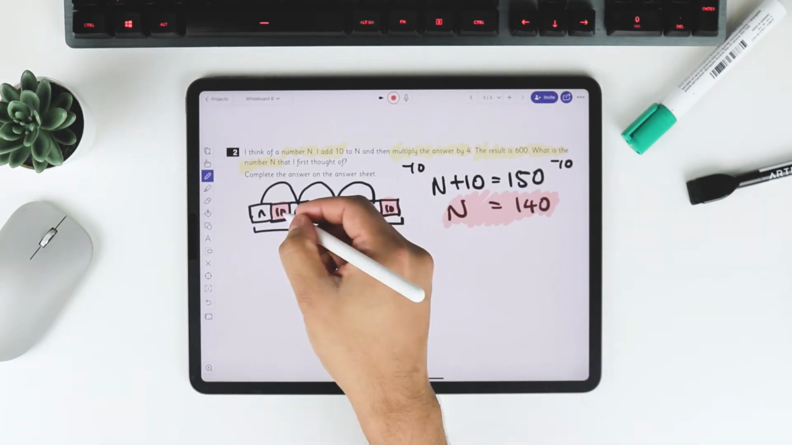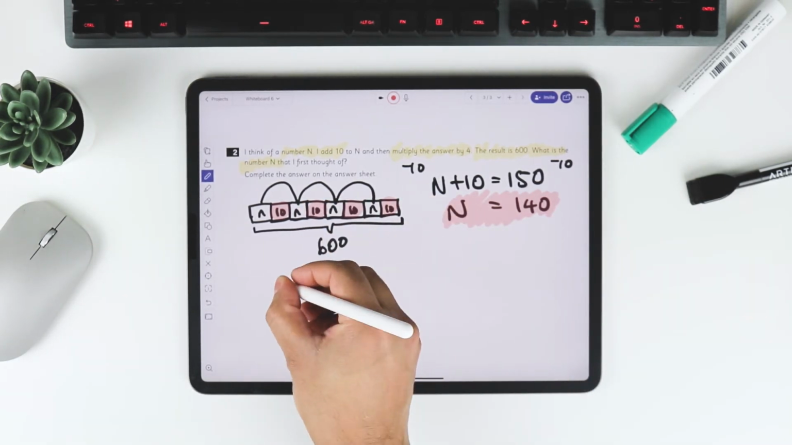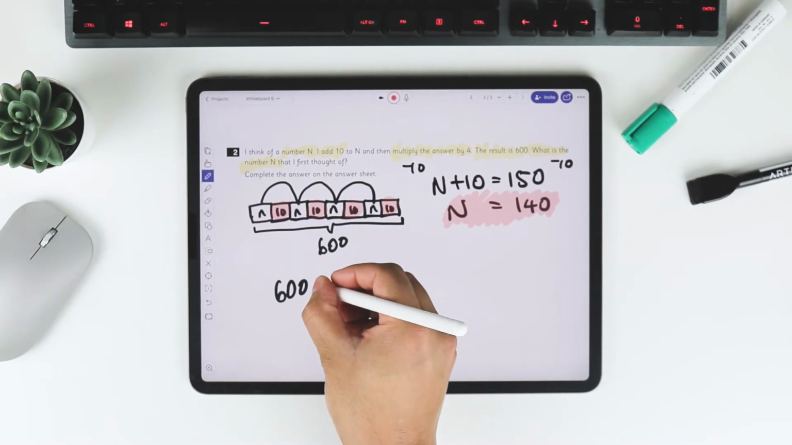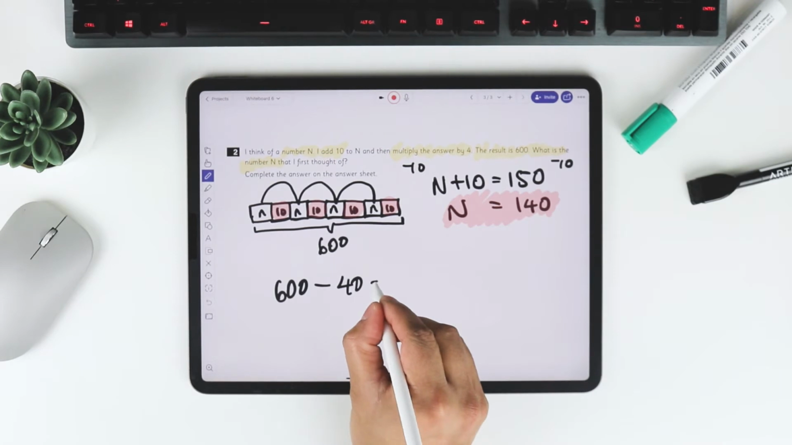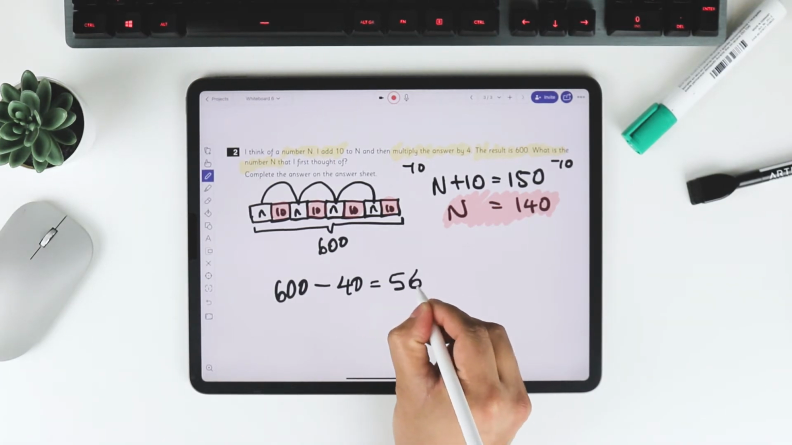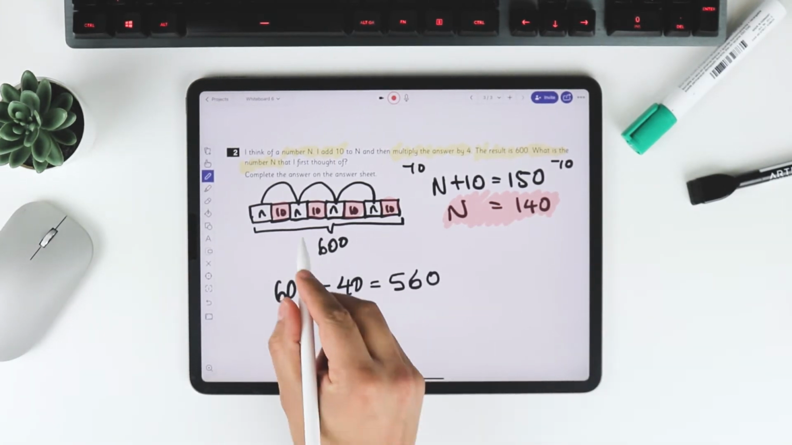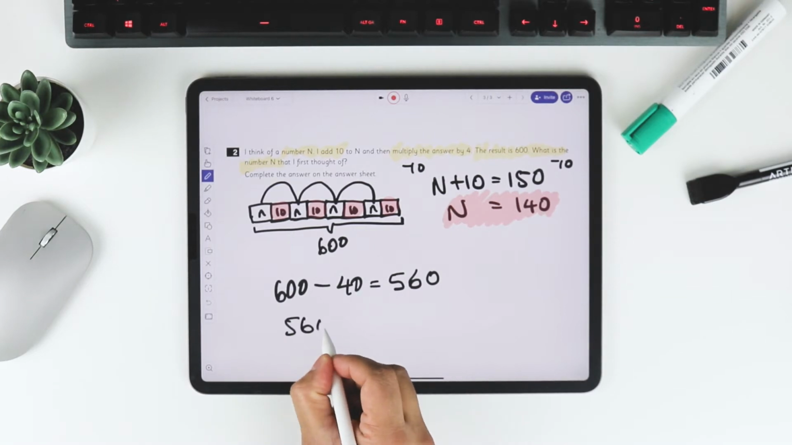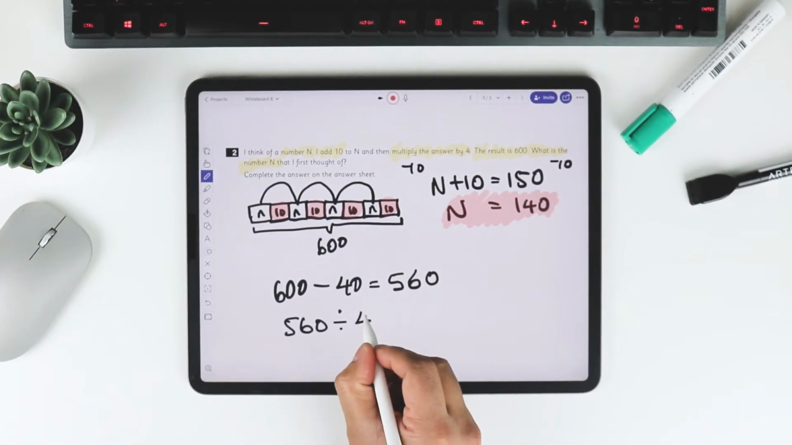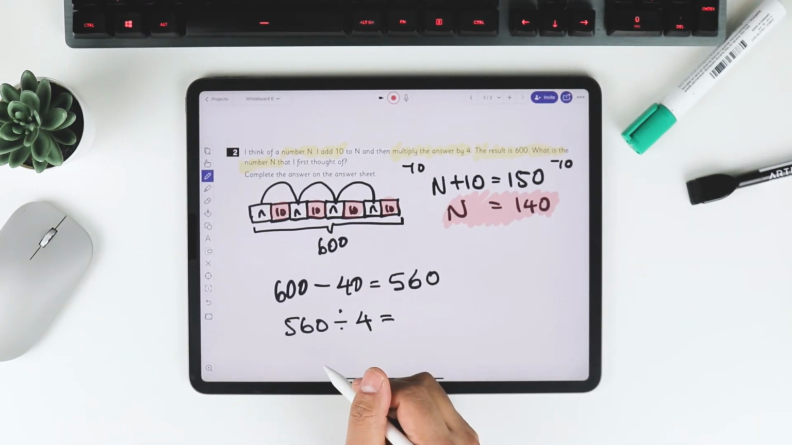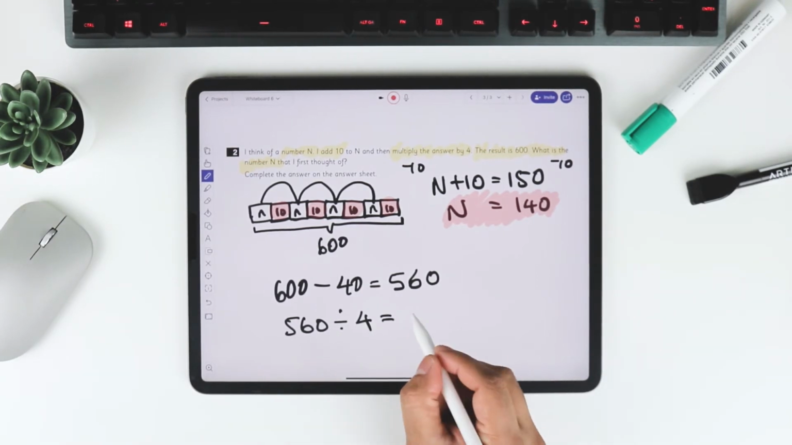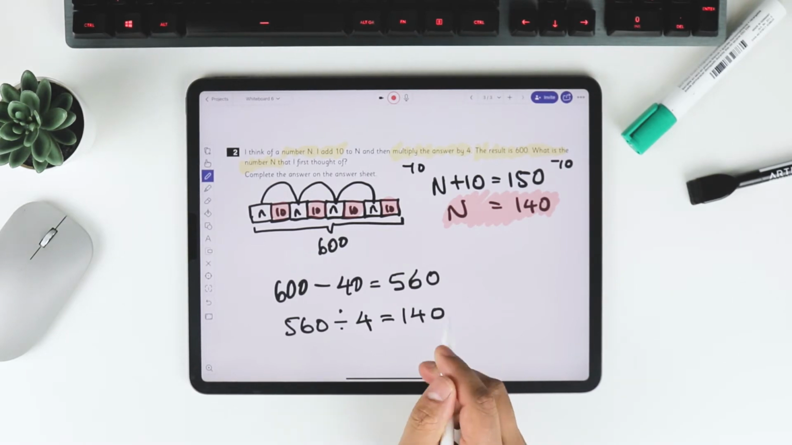So if I take the 10, 20, 30, 40 away, 600 take away 40 is equal to 560. And 560 divided by 4 would give us what n is. 560 divided by 4, well, that's easy, right? 140.